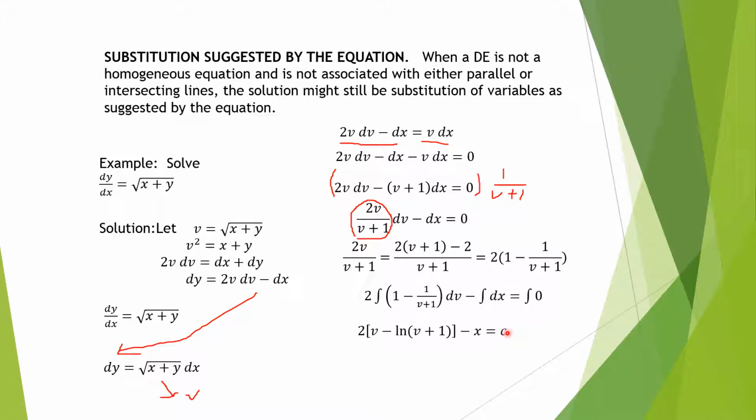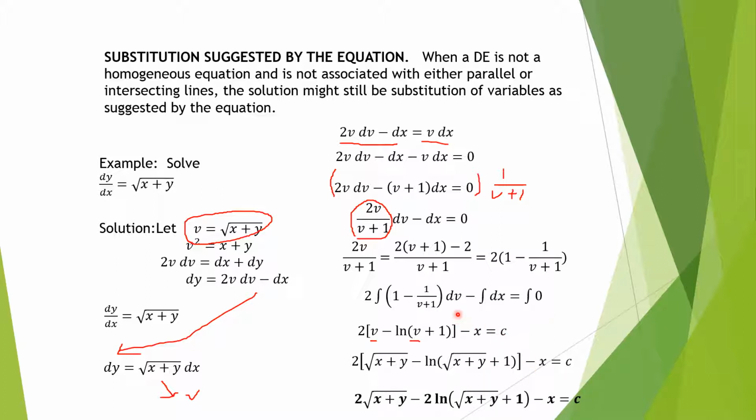And then return the original variable. You have to come back here. Use this again, and plug it in for the v's here. And then you get 2 times the square root of x plus y minus 2 ln of the square root of x plus y plus 1 minus x is c. And finally, your general solution is given by 2 square root of x plus y minus 2 ln of square root of x plus y plus 1 minus x is c.